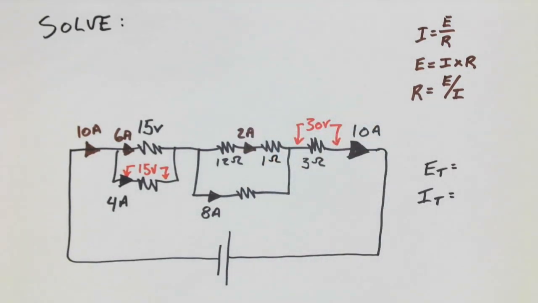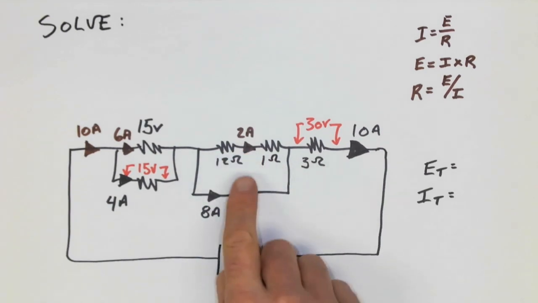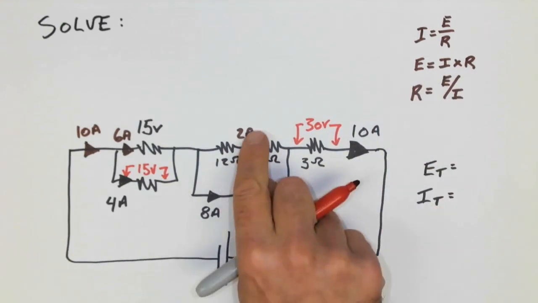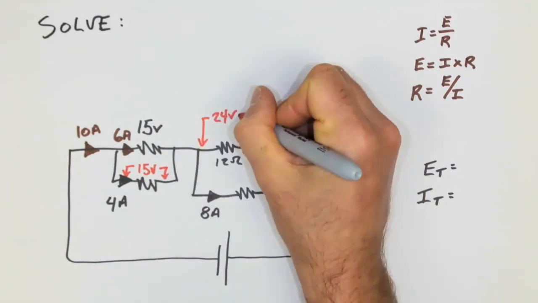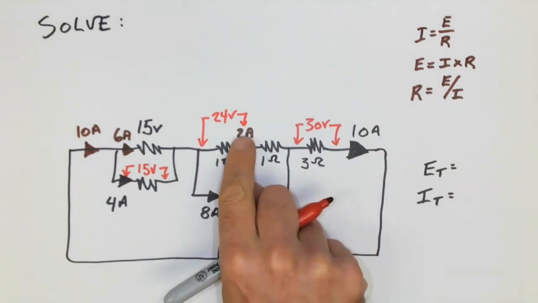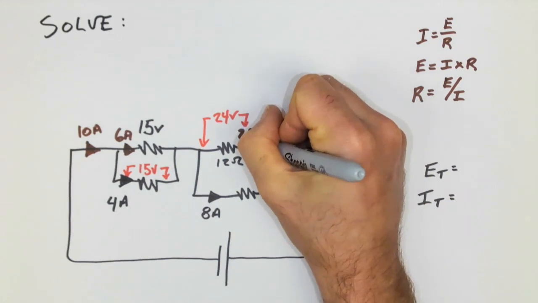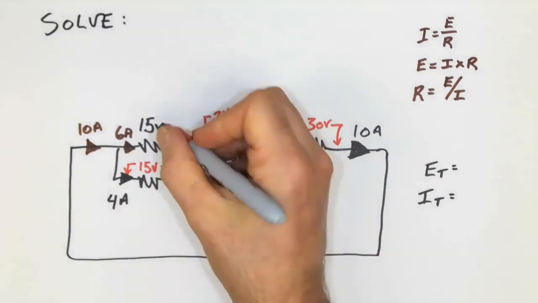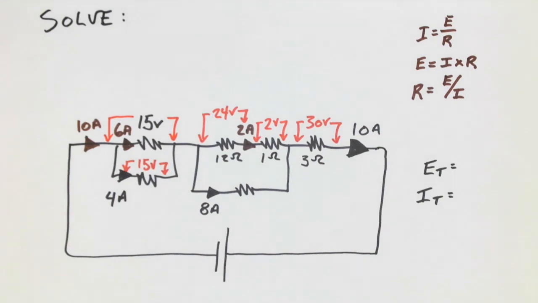So if we know that the current flowing through these two is 2 amps, then we can use Ohm's law, I times R. So 2 times 12 would give me 24 volts. And 2 times 1 would give me 2 volts. We already know that there's 15 volts present here, which means now we can solve for the remaining items.